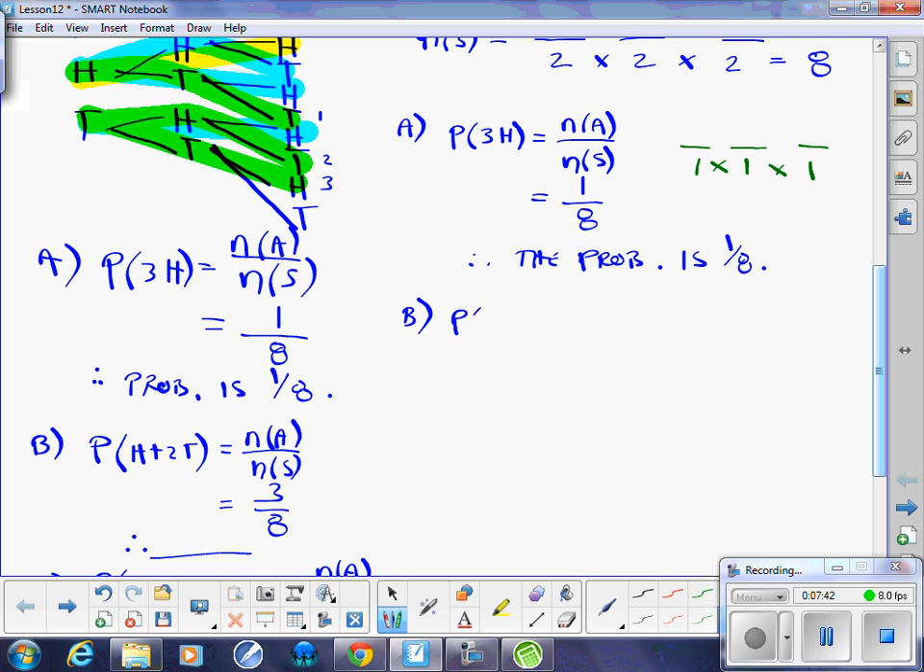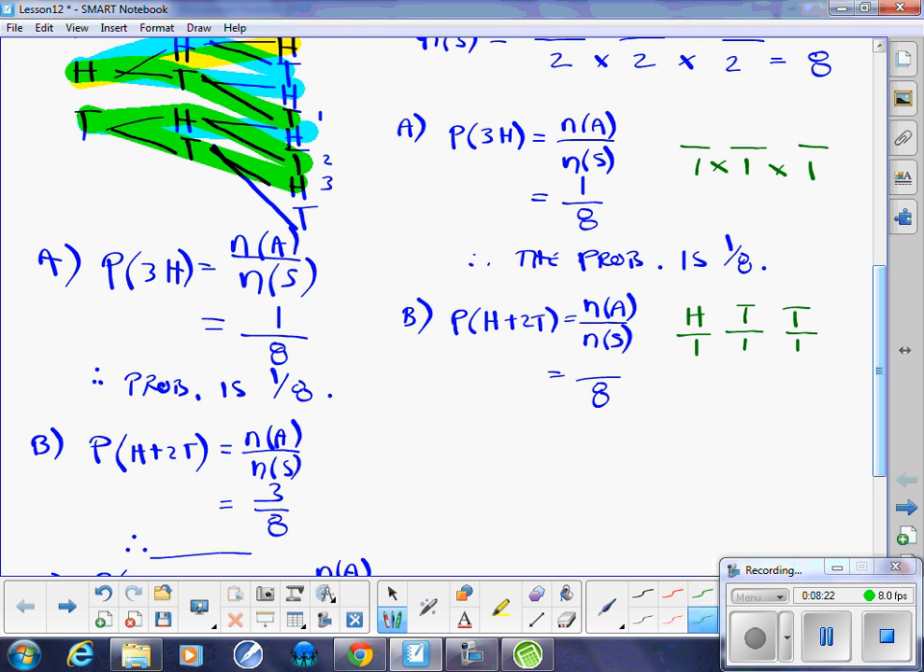So the probability of a head and 2 tails is N of A over N of S. I know the denominator will be an 8. Now I need to figure out a head and 2 tails. When I look at this one, I know I need 1 head, 1 tail, 1 tail. However, it doesn't state the order in which they can occur, so I need to figure out the different possible ways they can be lined up.